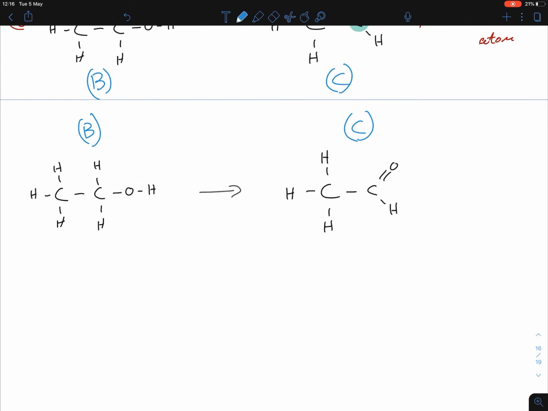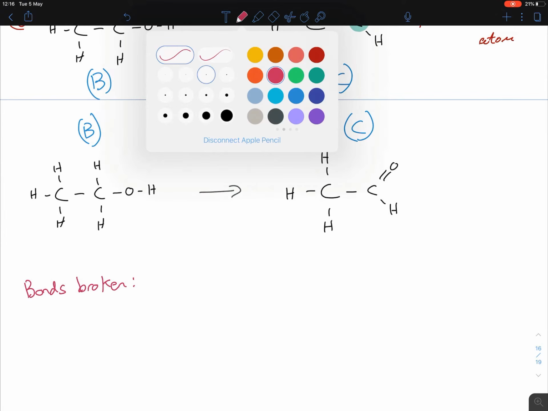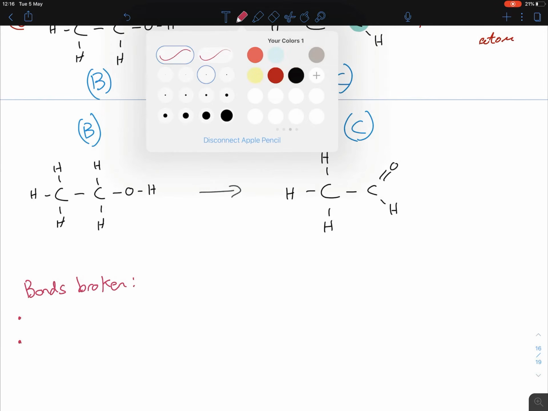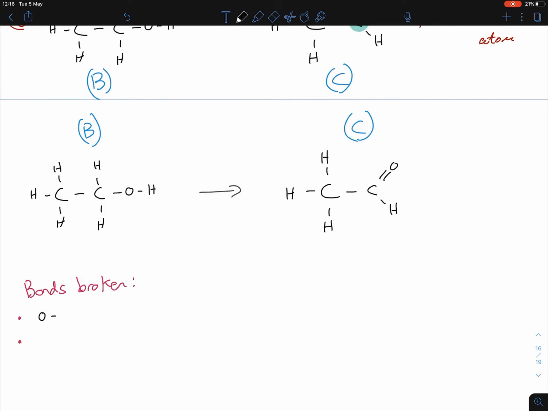So we'll say bonds broken, the first one being the OH. Next, is there another bond broken? There is. If we look over here, this carbon atom has two hydrogen atoms bonded to it, while this carbon atom over here only has one hydrogen atom. So therefore a CH bond is broken too.